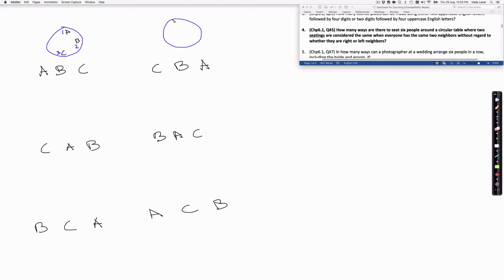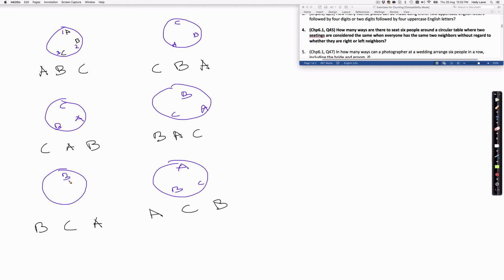Alright, and for each of them, we can then draw the corresponding table. In this table, because C is first in line, we put C in position 1, followed by B, followed by A. In this table, we have C in position 1, followed by A, followed by B. And in this one, we have B, A, C, then A, C, B, and B, C, A. So because we begin with 6 different line permutations, we end up with 6 circular tables with different sitting arrangements.